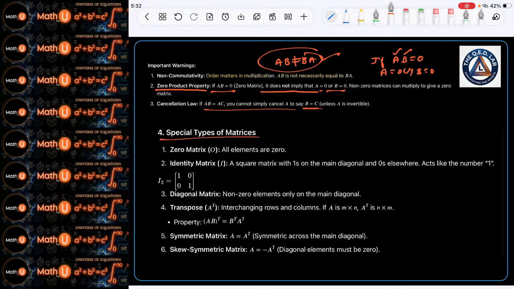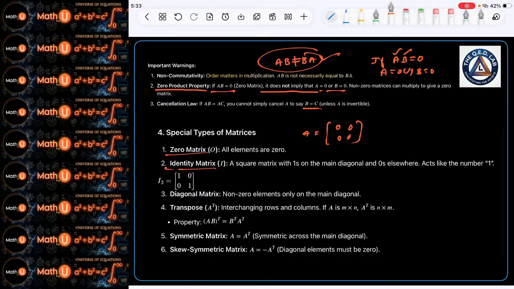And special types of matrices. Zero matrix: all the elements are 0, that means 0 0 0 0. Zero matrix depends on order. It may be a square matrix or a rectangular matrix also, depends on the situation. Zero matrix means all the elements should be zeros. Such type of matrix is a zero matrix.